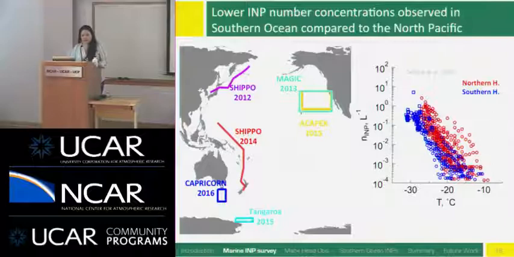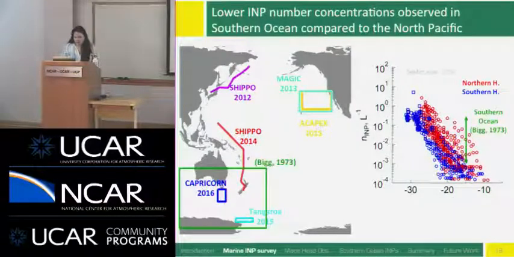And the first way that we segregate the data is by looking at the two different hemispheres. And we find that in the southern hemisphere, we have lower INP number concentrations compared to the northern hemisphere. And this is actually a really exciting plot because we've never been able to do something like this, where we can actually tell a hemispheric difference in background concentrations of INP. And so we're excited about working with people on looking at cloud phase distributions and things like that in the different hemispheres.